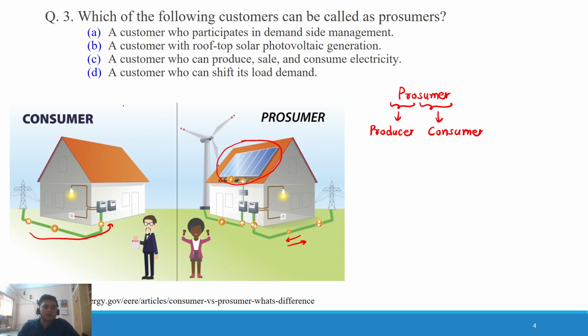So if we see the options for this problem number 3, what best suits is the customer who can produce, sell and consume electricity, because with the installation of solar rooftop plants in houses, the consumer not only takes power from the grid, but also sells power to the grid. So that's why a customer who can produce, sell and consume electricity is called a prosumer. So option C is correct for this problem. Now let us move to the next problem.